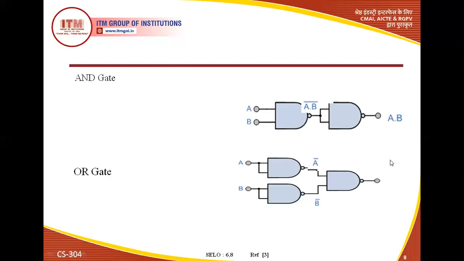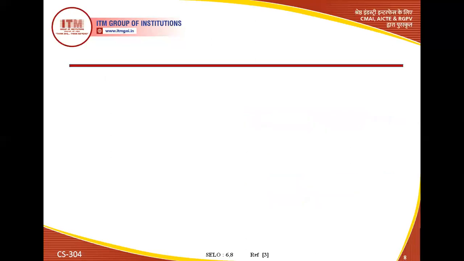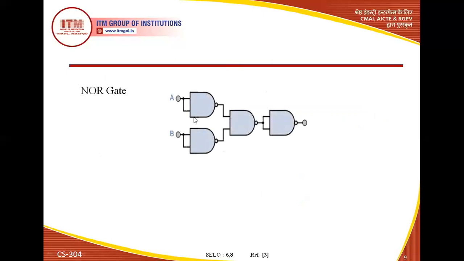Okay. Similarly, if we talk about the next logic gate, that is a NOR gate. The NOR gate is basically just the opposite of the OR gate. In an OR gate, if any one input is high, then the output is also high. But the NOR gate is basically the combination of a NOT gate and an OR gate.